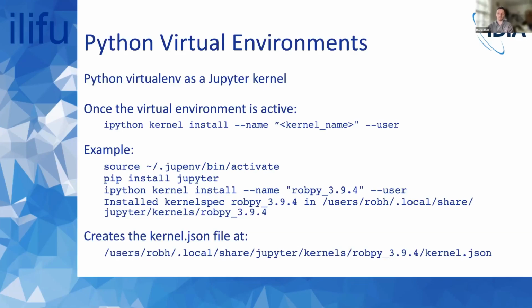So once the environment is activated, we pip install Jupyter, and that's going to install all the packages that the Jupyter environment needs for you to run code in the notebook format. And then we'll do the IPython install and name the kernel. And then this last line here, install kernelspec, that's telling us where the kernel has been installed. So it creates the kernel.json file at that location. And you can see it's got my username there, so that'll be particular to your account on the cluster.